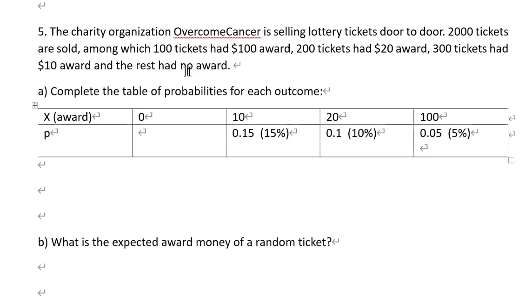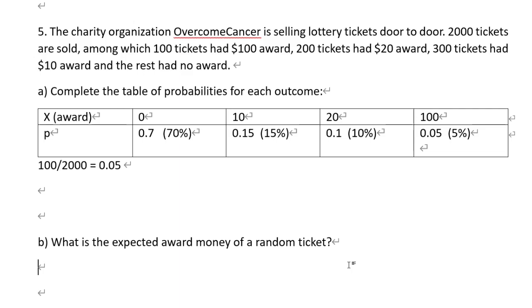Now, the rest has no award. So if it's not one of these, you get $0. And because probabilities have to add up to 1, adding these 3 gives you 0.3, so this one must be 0.7. So 70% of the time, you're not going to get any award, okay? So that's how you do it. For example, you do 100 divided by 2,000, and you get 0.05.